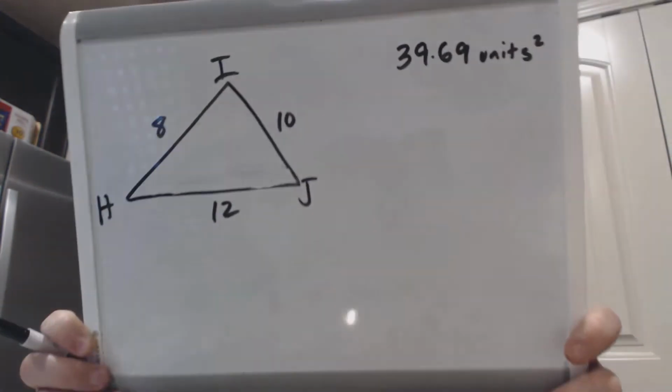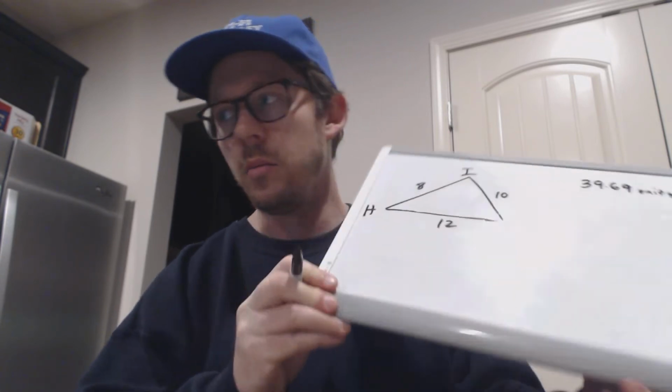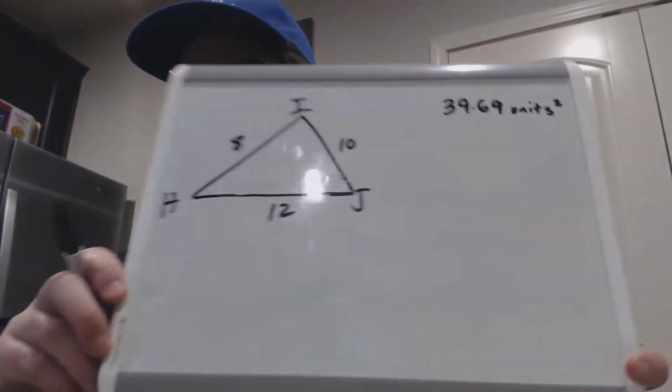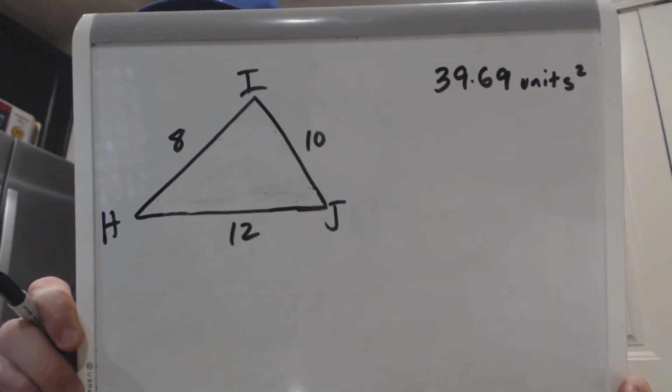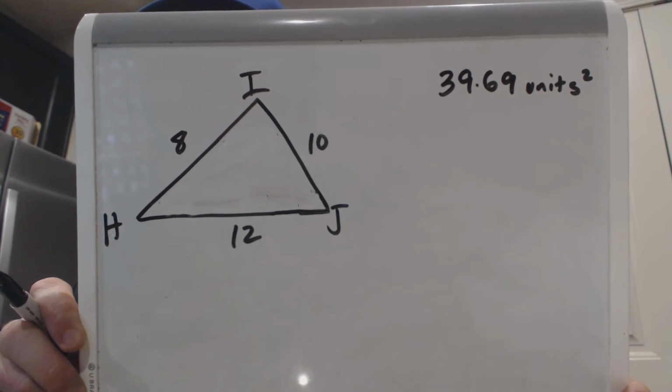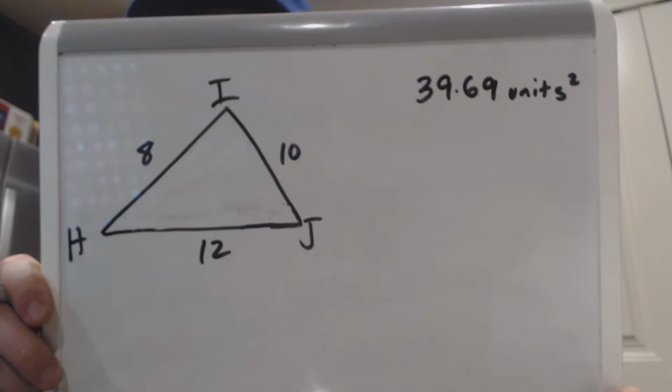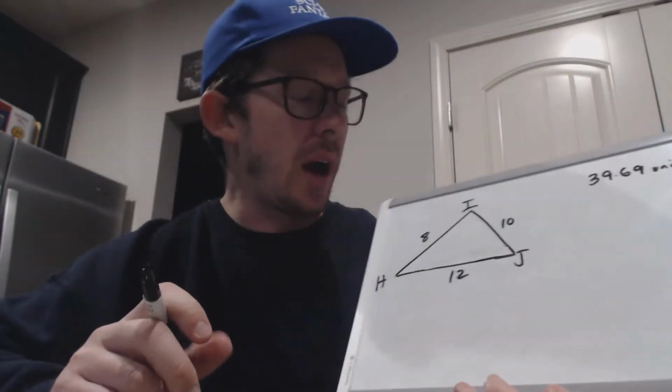So here's what I'm going to do, because I'm a jerk. What if I come to you on the test, which is most likely next Tuesday? You have this right here, and I say I want the area of this. Well, we know it's 39.69 because we just did it, but you don't have any angles. So you got a couple options here.